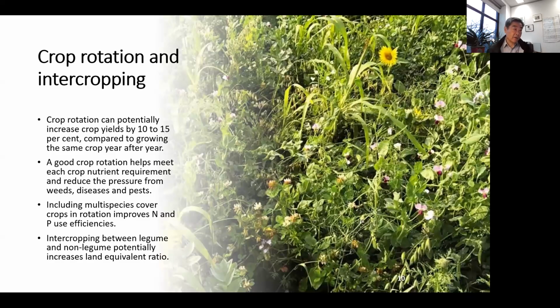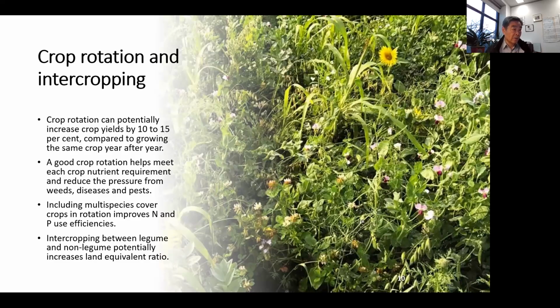And yet, organic producers probably already benefit from the crop rotation you have used. A good crop rotation can help meet each crop's nutrient requirement and reduce the pressure from weeds, disease, and pests. You use different kinds of crops each year, and the root systems are different. Some go lateral, others go deeper, vertical, and then they can take nutrients from different layers of the soil, and not let the nutrients sit in the soil doing nothing or leach out. So this is a good thing to do.